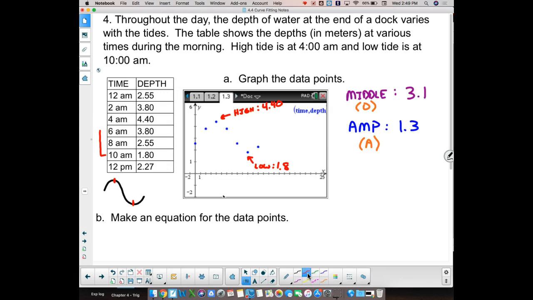That means that this distance here is half the curve, right? Well, horizontally, what is that distance? 6 hours, right? So my period then is how long? My period is 12 hours long, which means my B value is going to be what? Pi over 6.